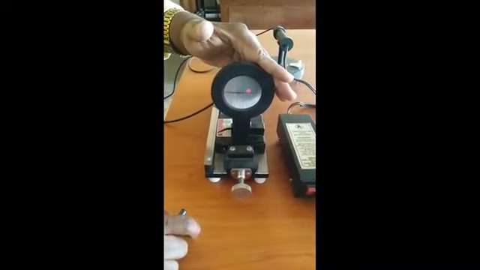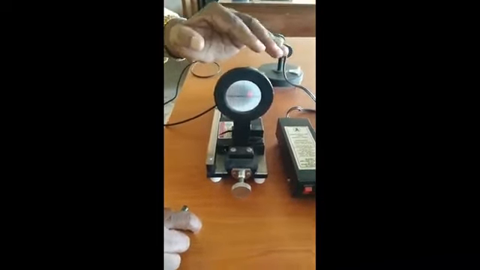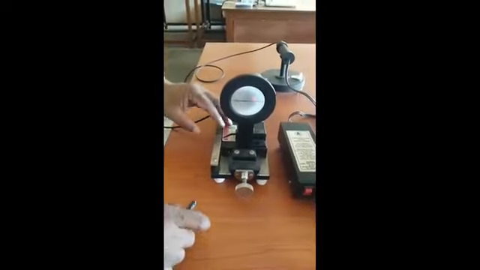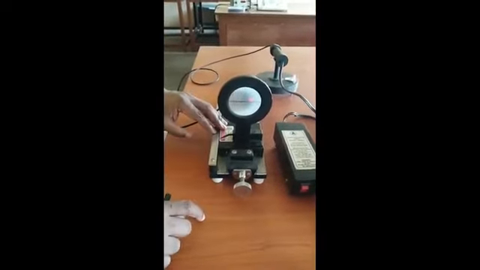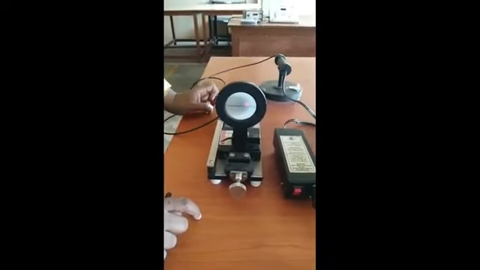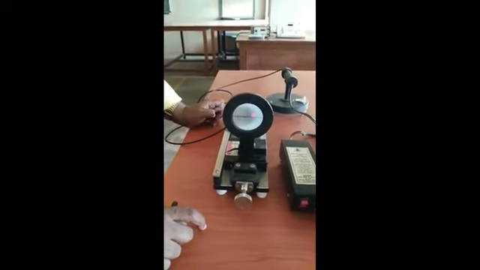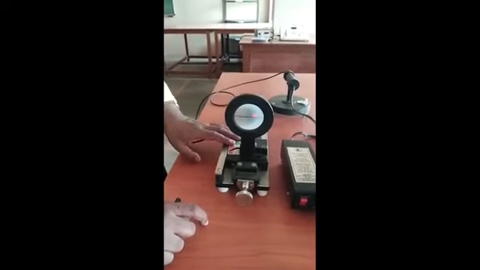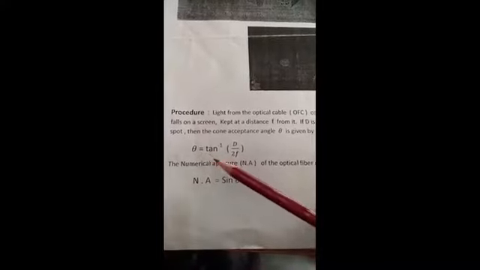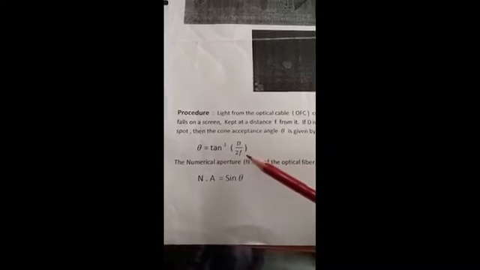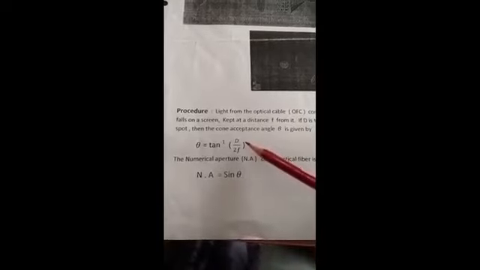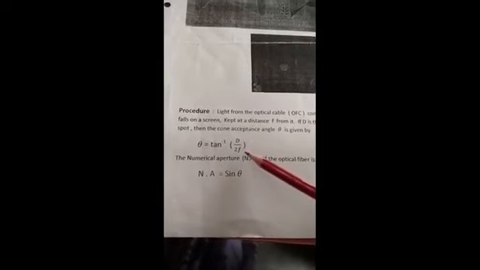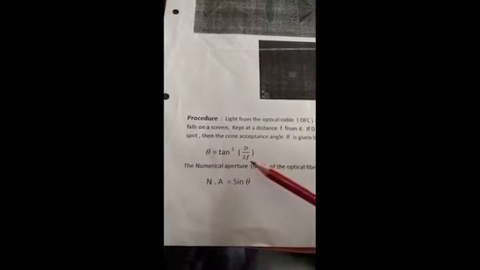By knowing the distance of the cable output from the screen, that is F, and the diameter of the spot formed, that is capital D, we can calculate the cone acceptance angle as well as the numerical aperture. Here is the formula for calculating the cone acceptance angle: theta is equal to tan inverse of D by 2F, where D is the diameter of the spot formed on the screen and F is the distance of the screen from the cable output end.